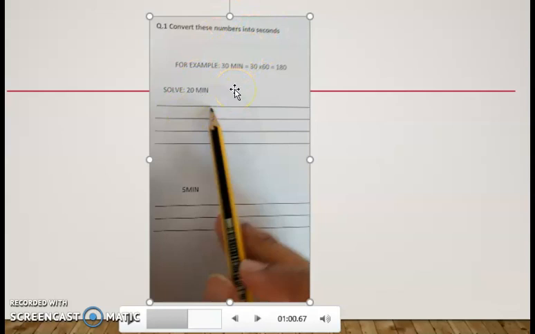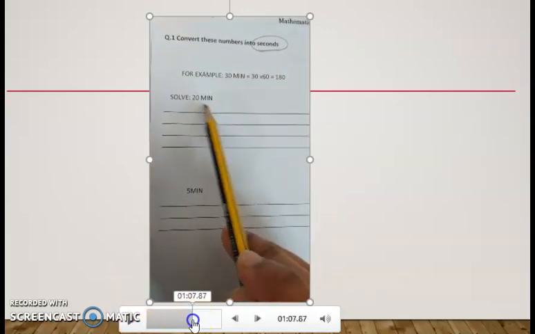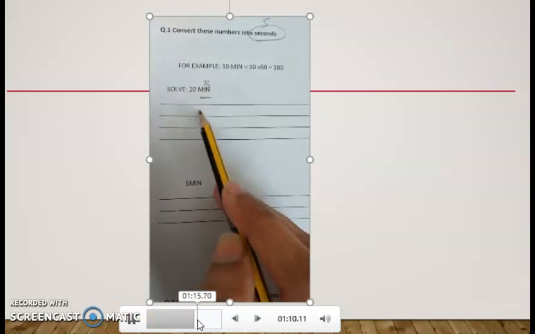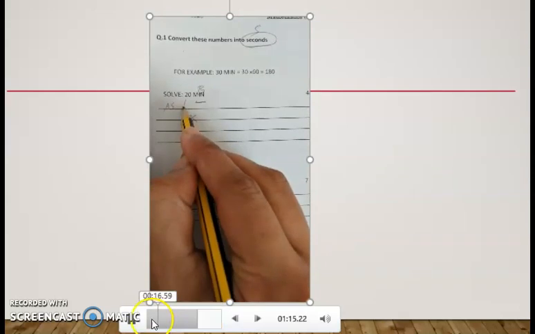First of all, I want to see whether I am converting from big to small or small to big, because I know if it is big to small I have to do multiplication. If it is from small to big, I have to do division. So my number is 20 minutes and I have to convert 20 minutes to seconds. Minute is bigger, so I will write here big, and this one is small. It means I'm converting big to small. For converting big to small, I have to do multiplication. I write here big and this one small, and I will write multiplication.